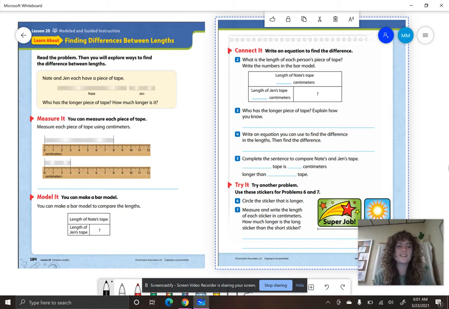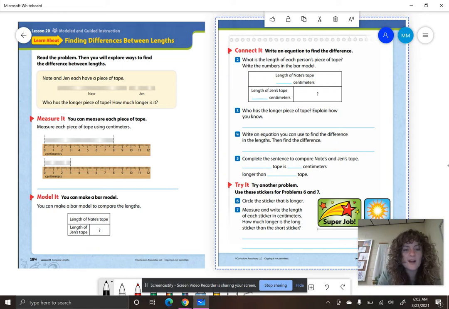In the yellow box, it says Nate and Jen each have a piece of tape. Who has the longer piece of tape? How much longer is it? So here is Nate's piece of tape, and here is Jen's piece of tape. We can measure each piece of tape using centimeters. So let's look at Nate's piece of tape. They did a great job lining it up with the 0 on the left end. And when we line up the right end with the centimeters, this one is 8 centimeters.